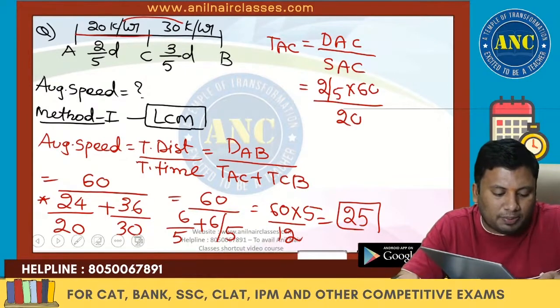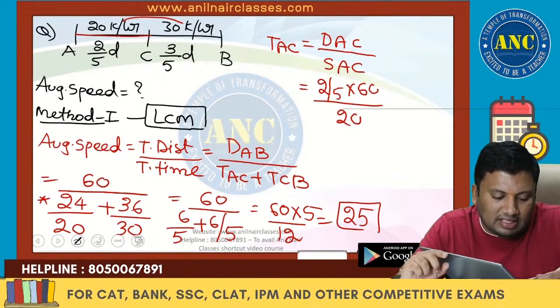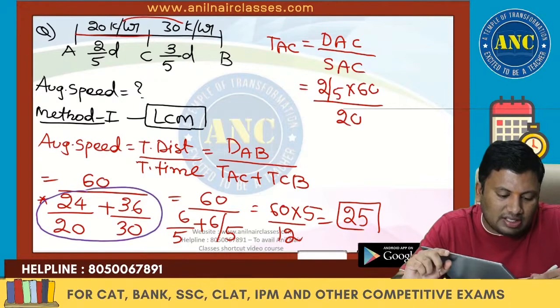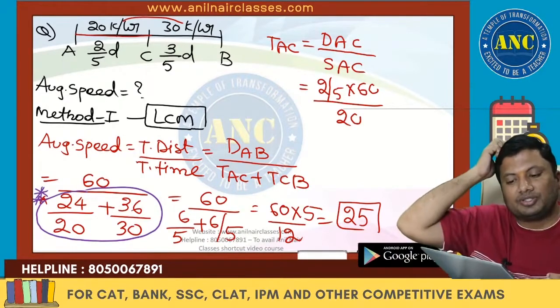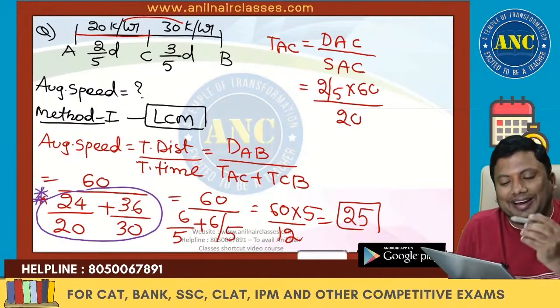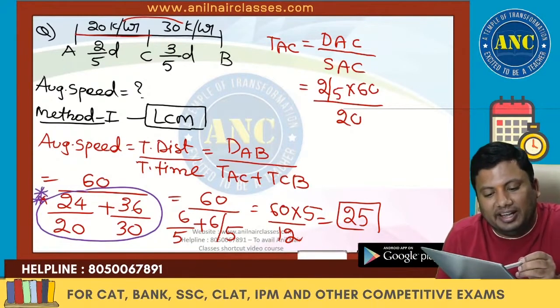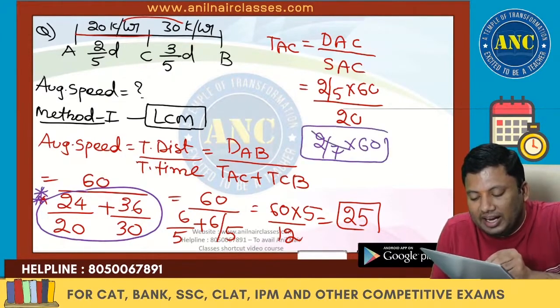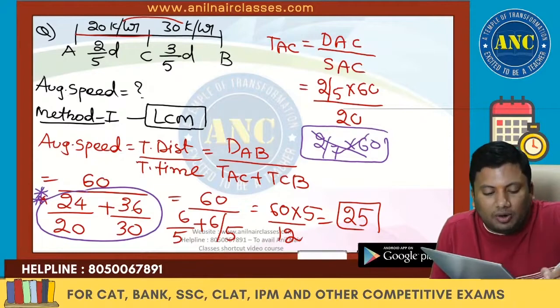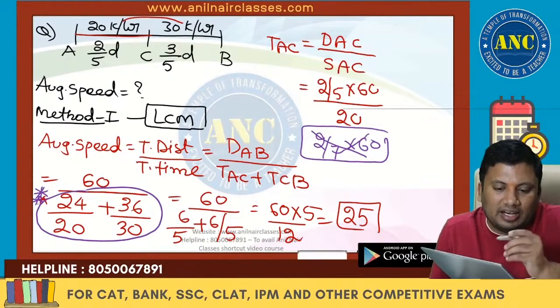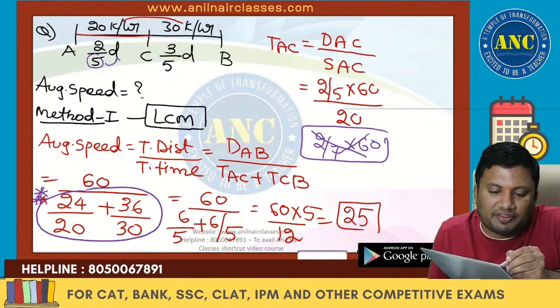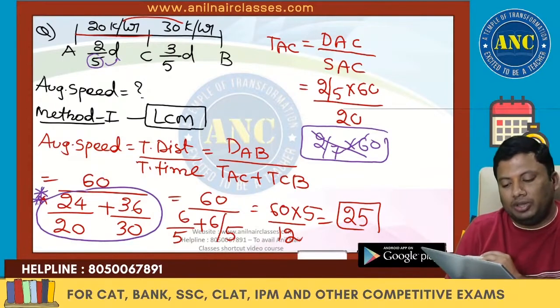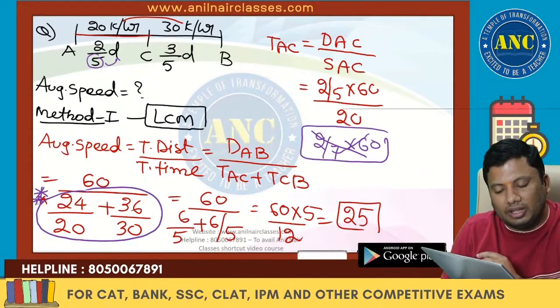The biggest problem here is this calculation. Am I right? We have to do this calculation, right? Think logically. Instead of 2 by 5D, if it is 2 by 7D, 2 by 7 of 60 becomes a decimal value. Calculation will be cumbersome if the denominator is not a factor of the LCM. I hope the idea is clear. This is method number 1.